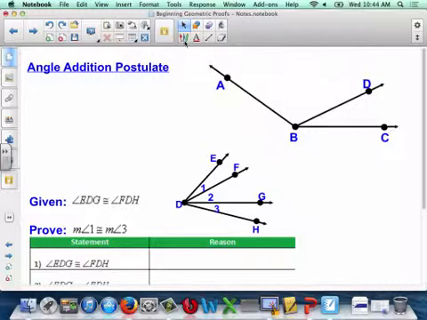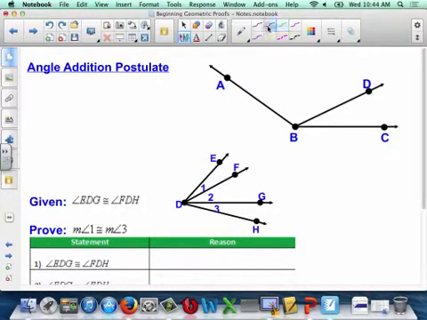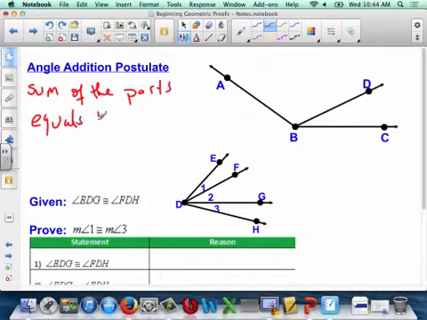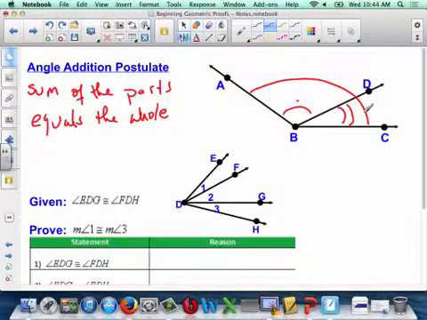Is it the same thing as the segment addition postulate? Kinda. Yeah, it's a sum of the parts equals the whole, right? Except what parts are we adding? Parts of what? Angles. So the sum of the parts equals the whole. So the sum of my two parts, ABD and DBC, gives me ABC. The sum of my parts equals the whole. That's the angle addition postulate.